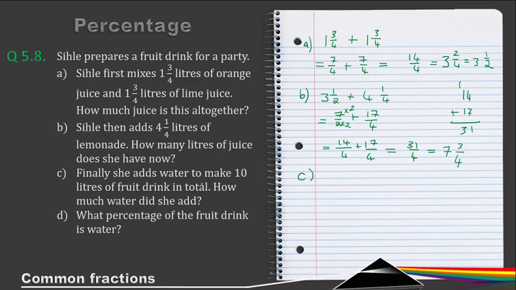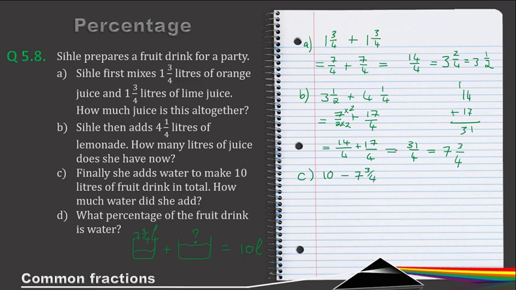C, finally she adds water to make 10 liters of fruit drink. In total, how much water did she add? Now, if we have this amount of juice, plus some water, the total must be 10, right? And for the juice, we've got 7 and 3 over 4 liters. So to get the water, we take the 10 and subtract the amount of juice. So here we're going to say 10 minus 7 and 3 over 4.